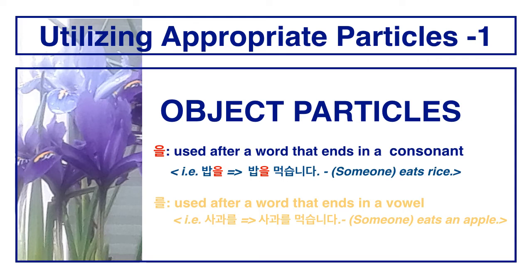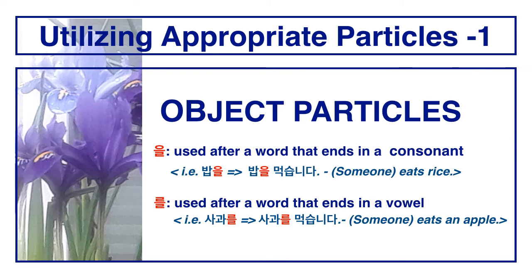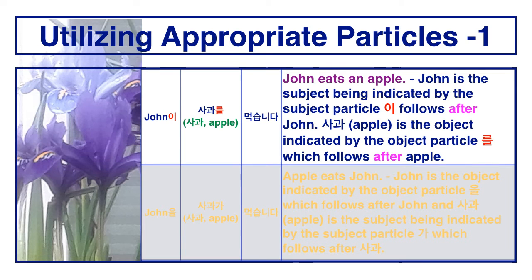Bob ends in a consonant, so you add 을 after Bob. And 사과 ends in a vowel, so you add 를 after 사과. So we say 밥을 먹습니다 means someone eats rice, or 사과를 먹습니다 means someone eats an apple.